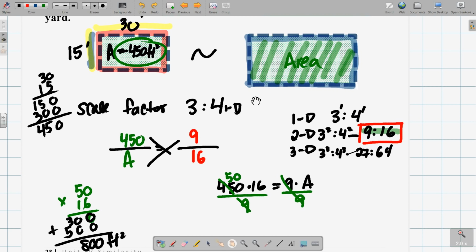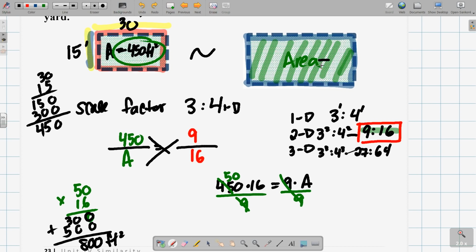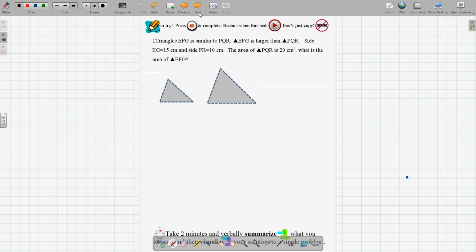Let me take a look here. My area that is going to be Mr. Lee's garden is going to be 800 feet square. And I did that because I can use the second dimensional ratio because the ratios change with the dimensions. Let's try another one. This one I want you to try on your own. Pause the video. Restart when you're done.